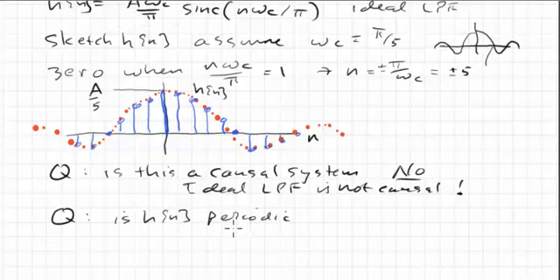A lot of this stuff just seems to be periodic. What about h of n? Well, we see a sinc function. A sinc function just wiggles its way and decays forever, never quite decays to zero, so there's no way it can be periodic. So the answer to that is no.